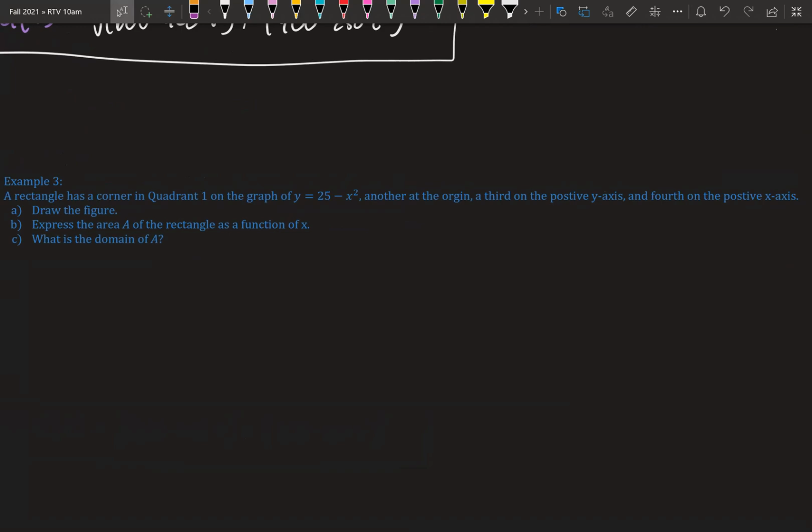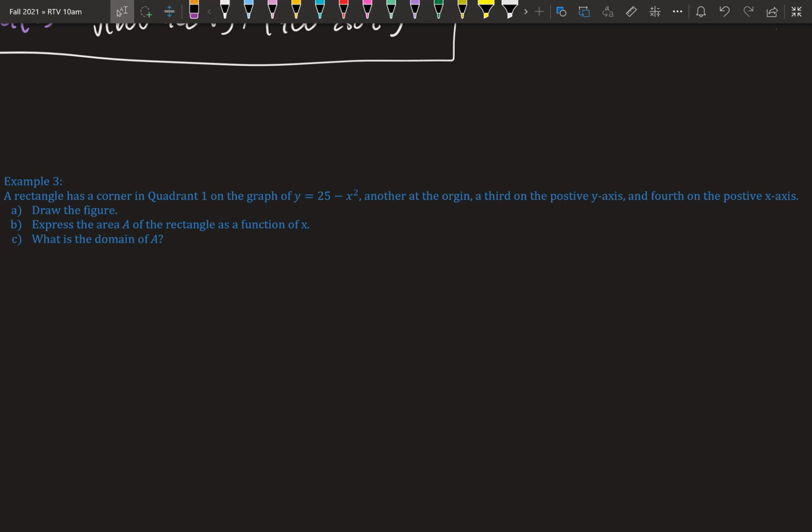Example 3. A rectangle has a corner in quadrant 1 on the graph of y equals 25 minus x squared. Another at the origin, a third on the positive y-axis, and a fourth on the positive x-axis. We're going to draw the figure. You don't have to do that for the test, but I am drawing the figure because we should practice. We're going to express the area A of the rectangle as a function of x. You see that word express, so be careful with our notation. And then we're going to figure out what the domain of A is. So you see how it kind of goes back to chapter 4 a little bit. We're trying to find the area function, right?